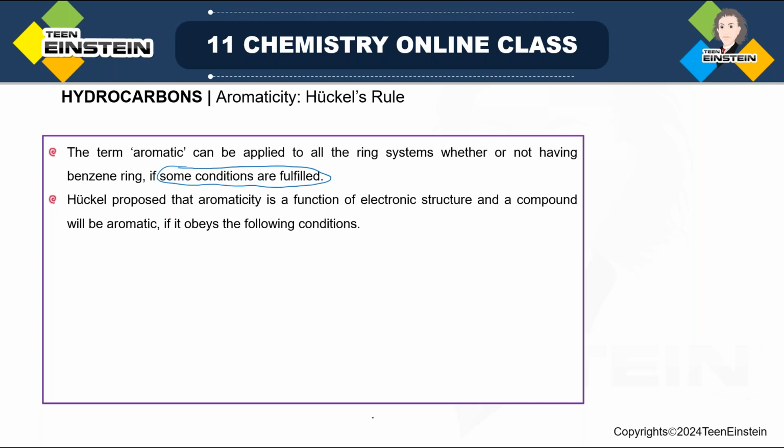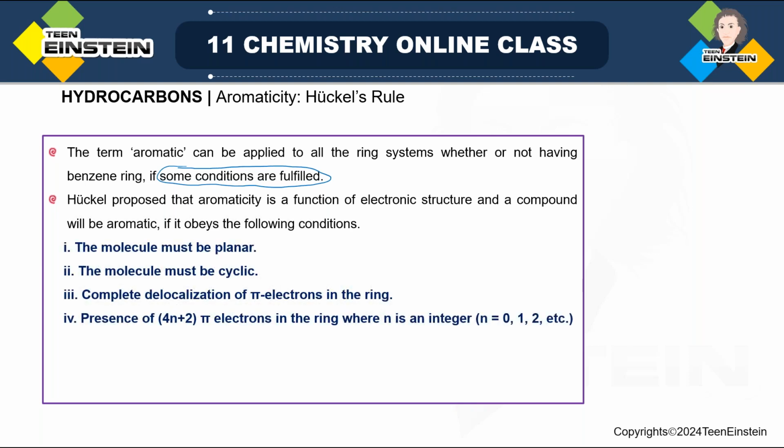Okay. Now what are the rules? Hückel proposed that aromaticity is a function of electronic structure, and a compound will be aromatic if the following conditions hold. There are actually a total of 4 conditions that must be obeyed. Then only you can call them aromatic. So these are the conditions.